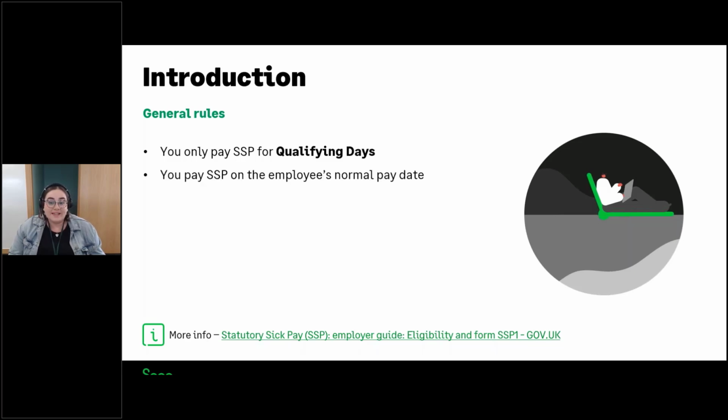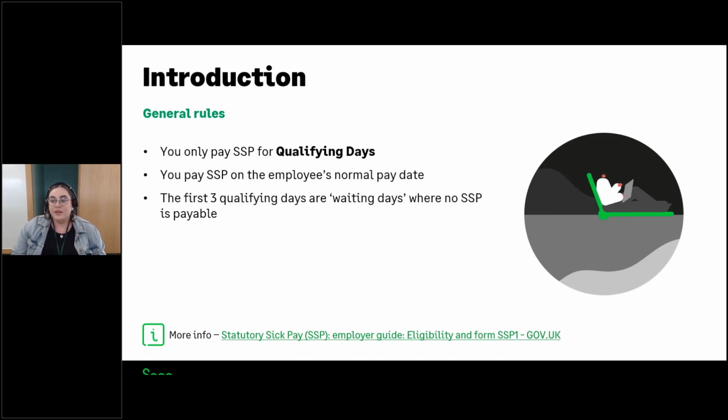You would also pay SSP on the employee's normal pay date, so no need to change that in the programme. The first 3 qualifying days are known as waiting days, and no SSP is going to be payable for these waiting days. So for example, the employee would go on sick, but the SSP wouldn't actually kick in until that 4th qualifying day of absence.